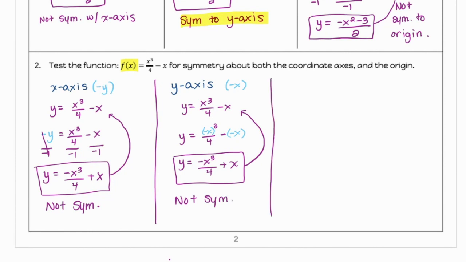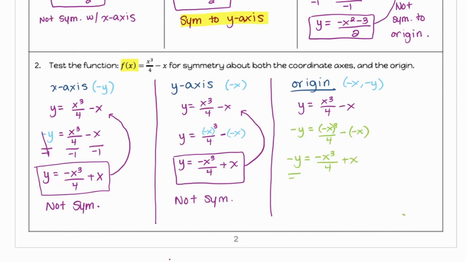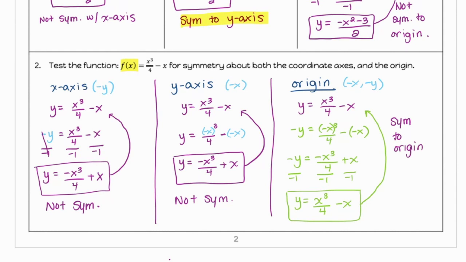And lastly, let's see what happens with the origin. In this case, I'm changing both the x's and the y's, starting with my original function. I want you guys to try this and let's see if we have some sort of symmetry. So I see that I have symmetry with respect to the origin for this function.